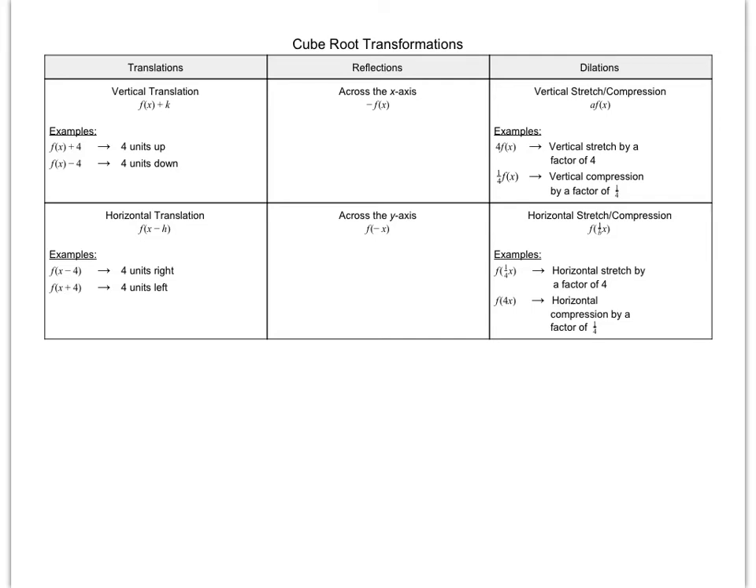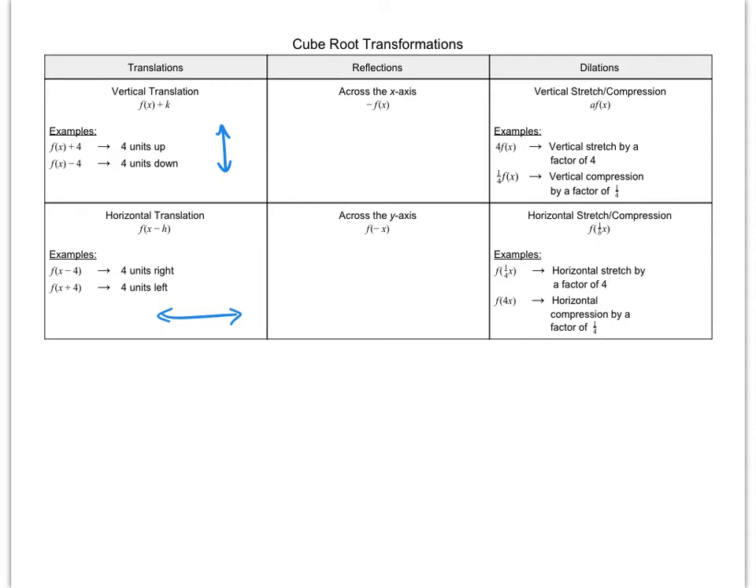So last time we talked about square root functions, and now we're talking about cube root functions. Everything that we said about translations, reflections, and dilations for square root functions holds true for cube root transformations. So we can move the function up or down by adding a constant value to it, or we can move it left or right by subtracting a constant value from the x term.